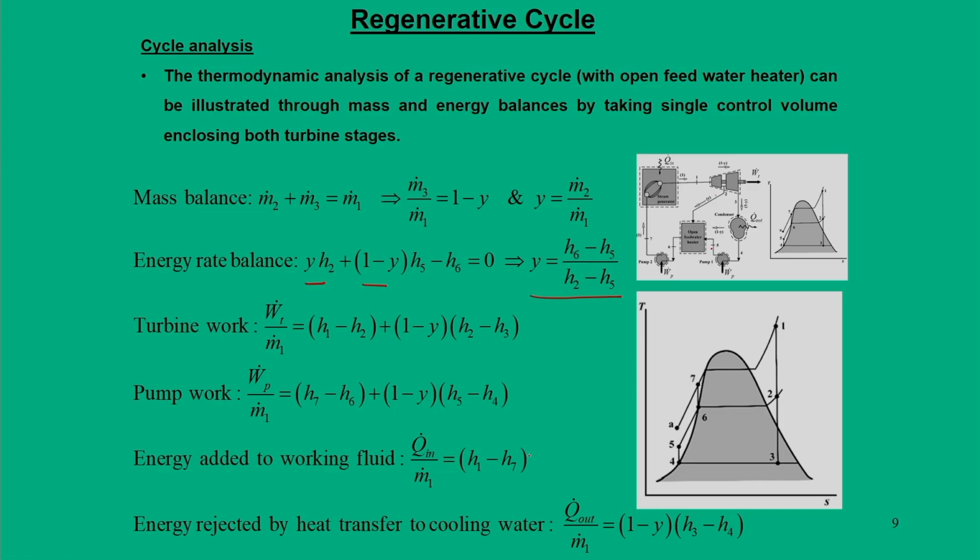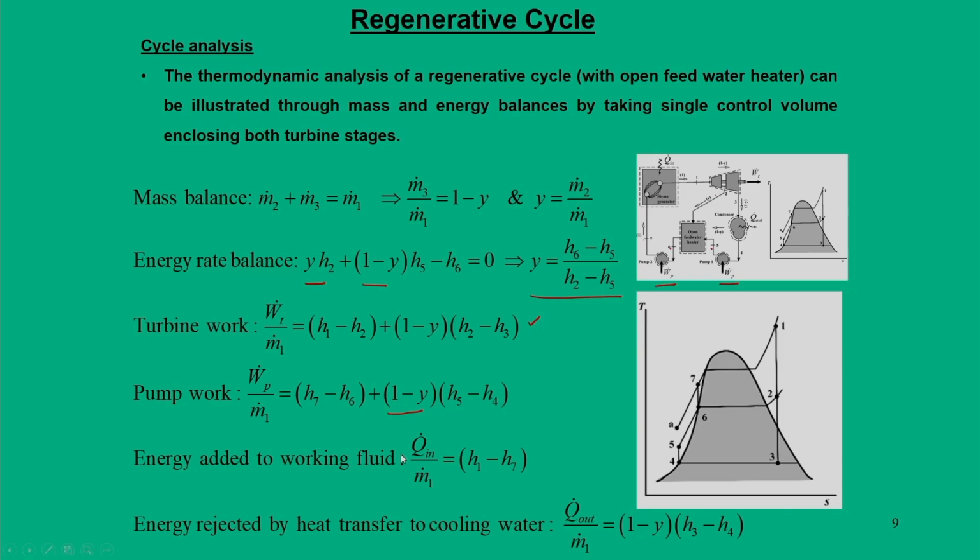And in this analysis also we can calculate the turbine work, it is H1 minus H2 plus 1 minus y times H2 minus H3. Similarly, there are two pumps, one at WP1 and WP2. So, for this pump, that is the first pump, we have 1 minus y unit of water, and it is into H5 minus H4, its enthalpy, and for the second pump it goes from H6 to H7, that is only for 1 unit of working fluid.